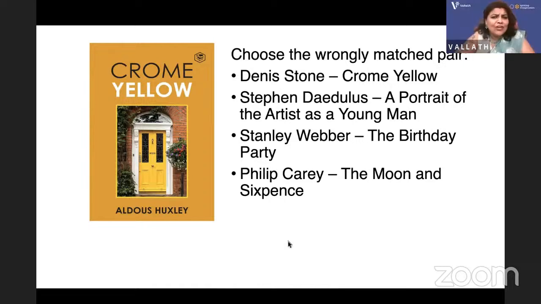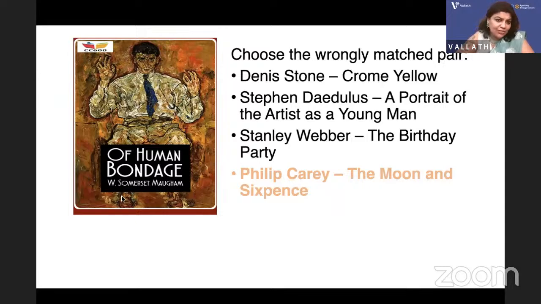Philip Carey is in Of Human Bondage, isn't it? Yes, he is in Of Human Bondage. Denis Stone, I remember, is a poet in Chrome Yellow. Stanley Webber is Stanley in The Birthday Party. All these are correct. Philip Carey is in Of Human Bondage by Somerset Maugham. Of Human Bondage is a title taken from Spinoza's Ethics. I remember Somerset Maugham's first novel is Liza of Lambeth.